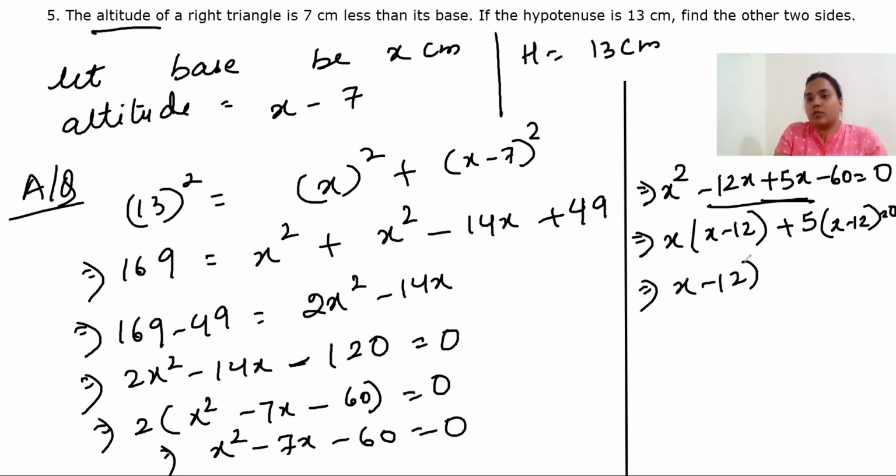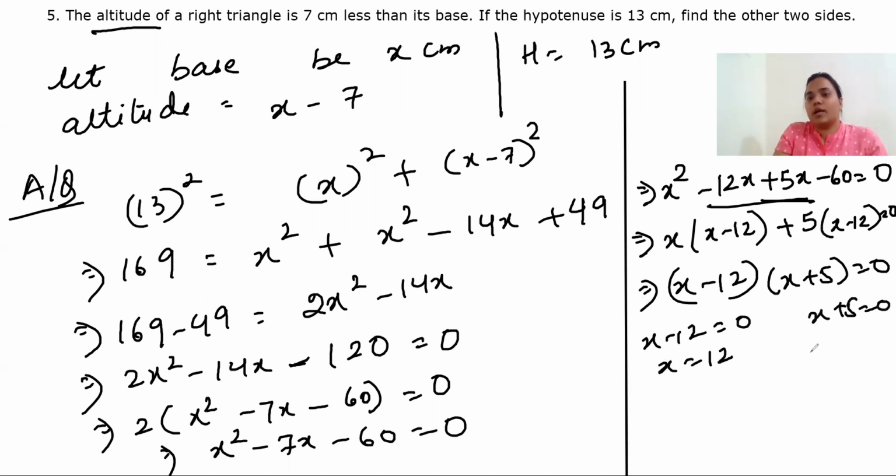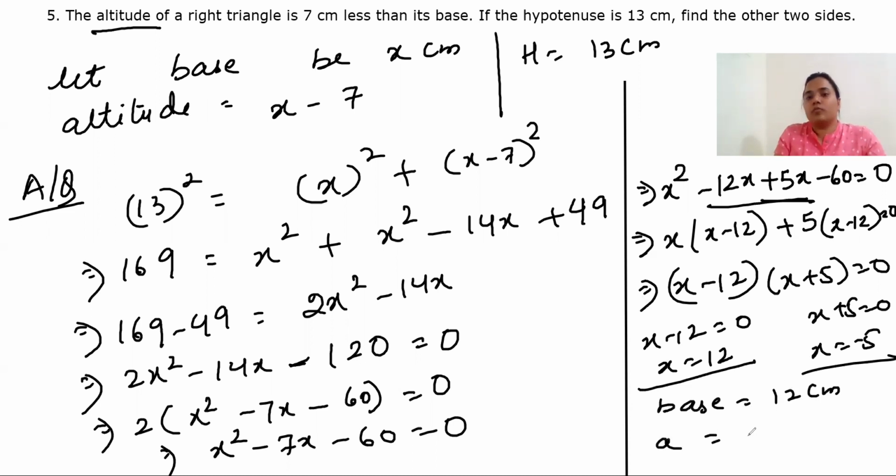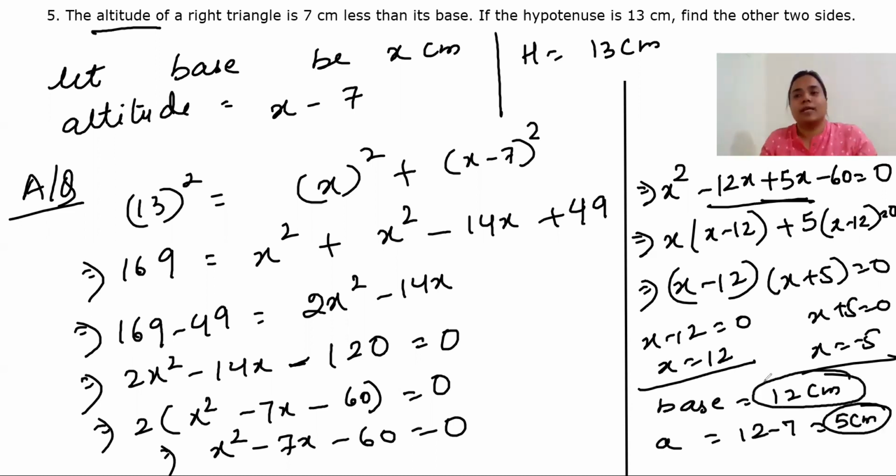correct. So x minus 12 is common, x minus 12, x plus 5 is equal to 0. Again, if x minus 12 is 0, x is equal to 12. If x plus 5 is 0, x is equal to minus 5. We cannot take x is equal to minus 5 because the side of a triangle cannot be negative. So we will take x is equal to 12. Base is 12 centimeter. Altitude will be 12 minus 7, that is 5 centimeter, is the answer.